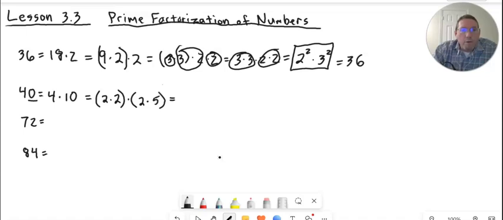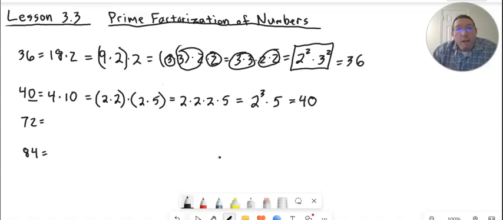And so these are now all prime numbers. So we have 2 times 2 times 2 times 5. And so this is 2 to the 3rd power times 5. That is the prime factorization of 40. Okay? It's not the prime factorization of any other number. All numbers have a unique prime factorization.